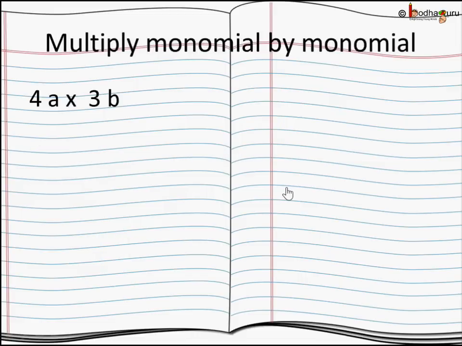Now let's learn how to perform it. Let's start with simple algebraic expression with just one term, that is monomial by monomial. So here is a sample question. Multiply 4a by 3b. So 4a is one algebraic expression with one term 4a, and we have to multiply it with 3b. If there was no a or b, what would the answer be? 4 into 3 is 12. Think multiplication of algebraic expression also in very similar way. How do we do it?